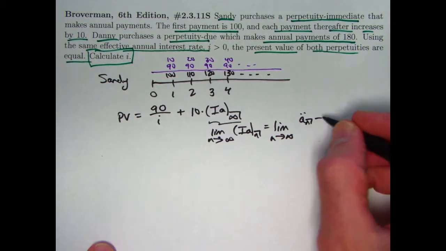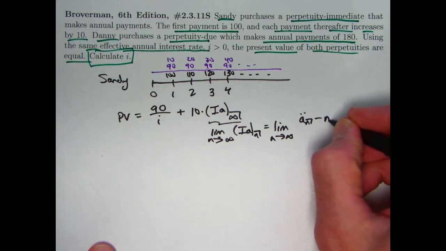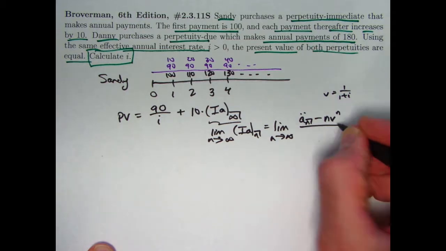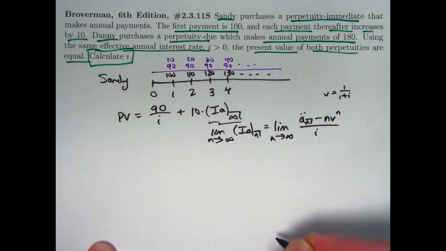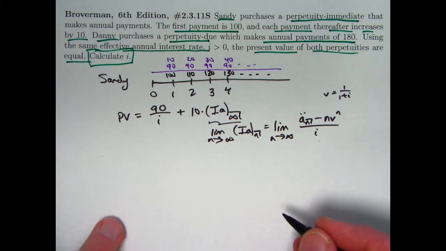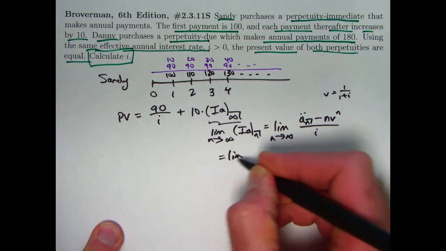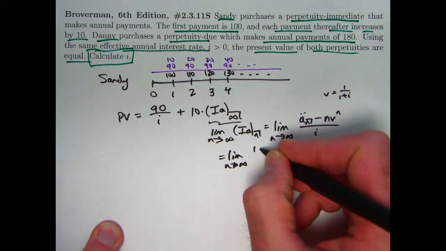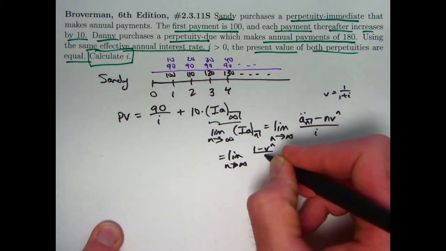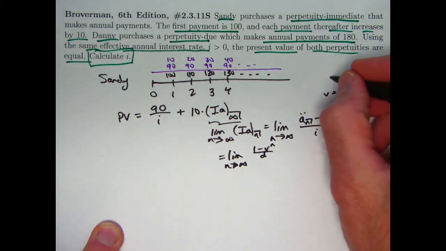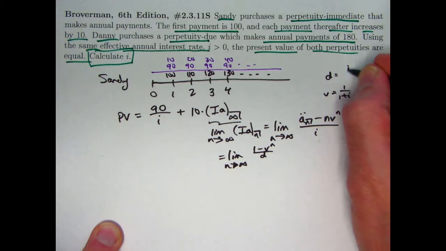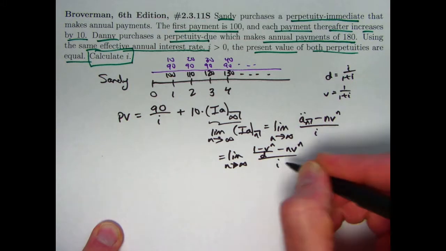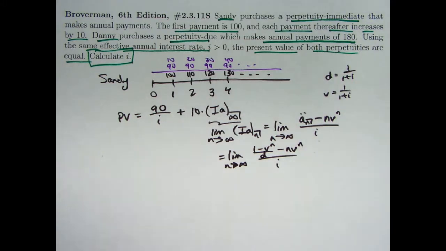Sorry about that. And then I subtract n times v to the n, where v, as usual, is 1 over 1 plus I, and divide this by I. And I is the thing that we want to solve for. Let's continue simplifying this. a-double-dot sub n is going to be 1 minus v to the n divided by d, where d is the present value discount rate. It's I over 1 plus I, minus n v to the n over I. This looks pretty complicated. It's not quite as bad as it looks.